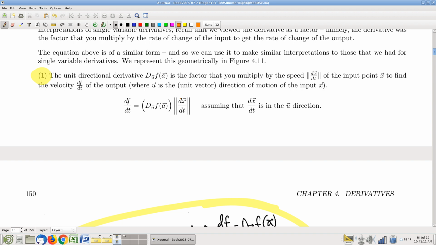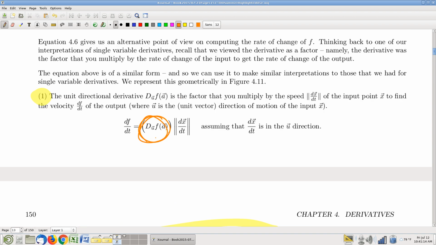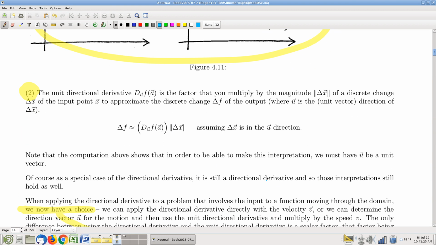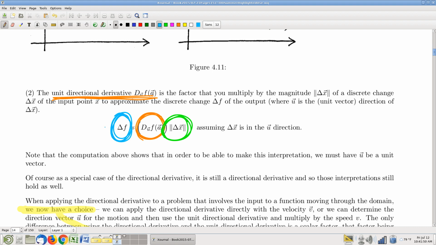Alrighty. So here's that interpretation. The unit directional derivative, here's that term, is what you multiply by input speed to get output velocity. That's nice. Likewise, if you're looking at displacements, same kind of thing holds. This unit directional derivative is what you multiply by input distance. Not a vector, just a distance, just the magnitude of the vector. The magnitude is what factored out. So that's what you multiply by input distance to get output displacement.